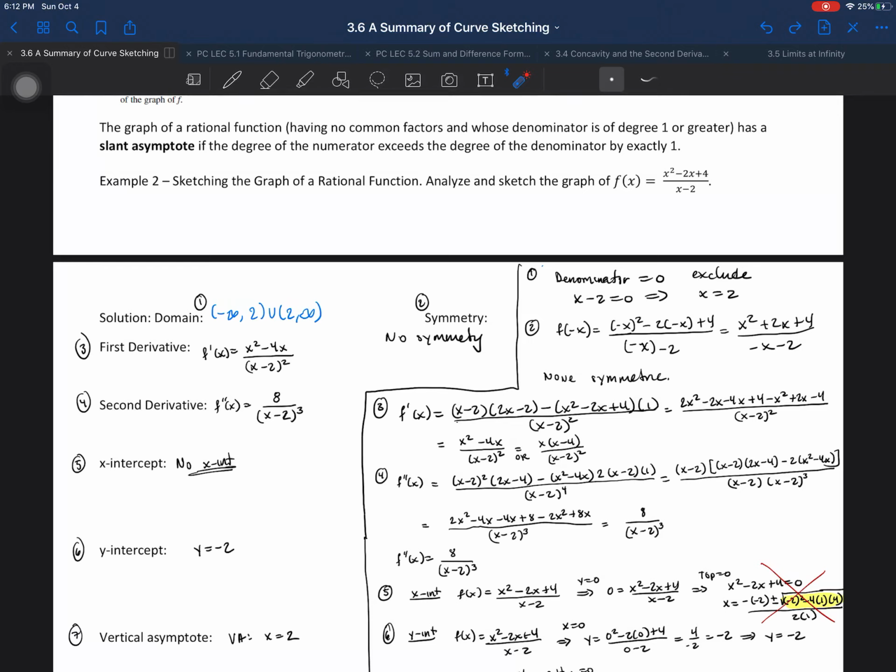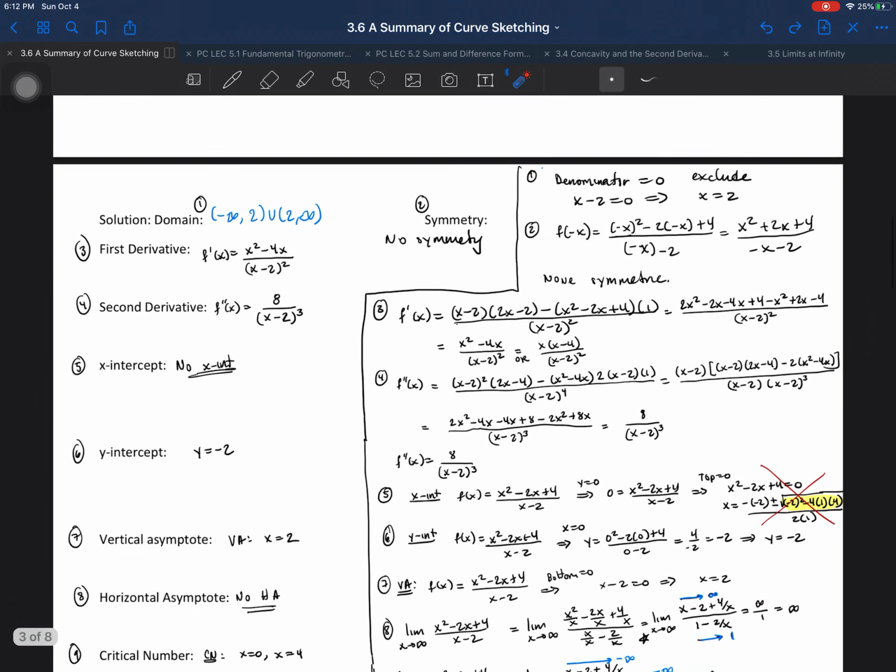So plugging negative x into the function, that becomes x squared, this becomes positive 2x plus 4 over negative x minus 2. So this is not going to be symmetric because this does not give you back the original function, obviously, because it does not look like the original function. Even if you try to factor negative x from here, it's not going to look like the negative times the original function. So this is not symmetric.